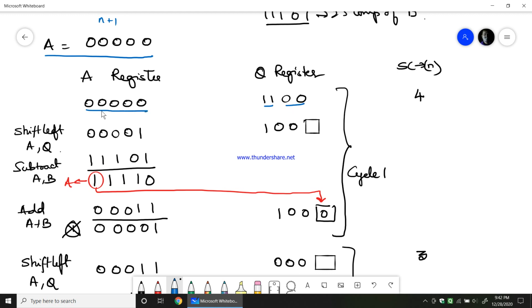Now shift A comma Q. So this 0 comes here, this 0 comes here, this 0 gets shifted towards left and 1 comes here. Now this one gets shifted to left, this 0 gets shifted to left, and we don't know what Q naught is now. For that, we subtract B from A, which means adding A with 2's complement of B. We get this result where we check the sign bit of A, where 1 is there, therefore the number is negative, therefore we assign Q naught to be equal to 0.